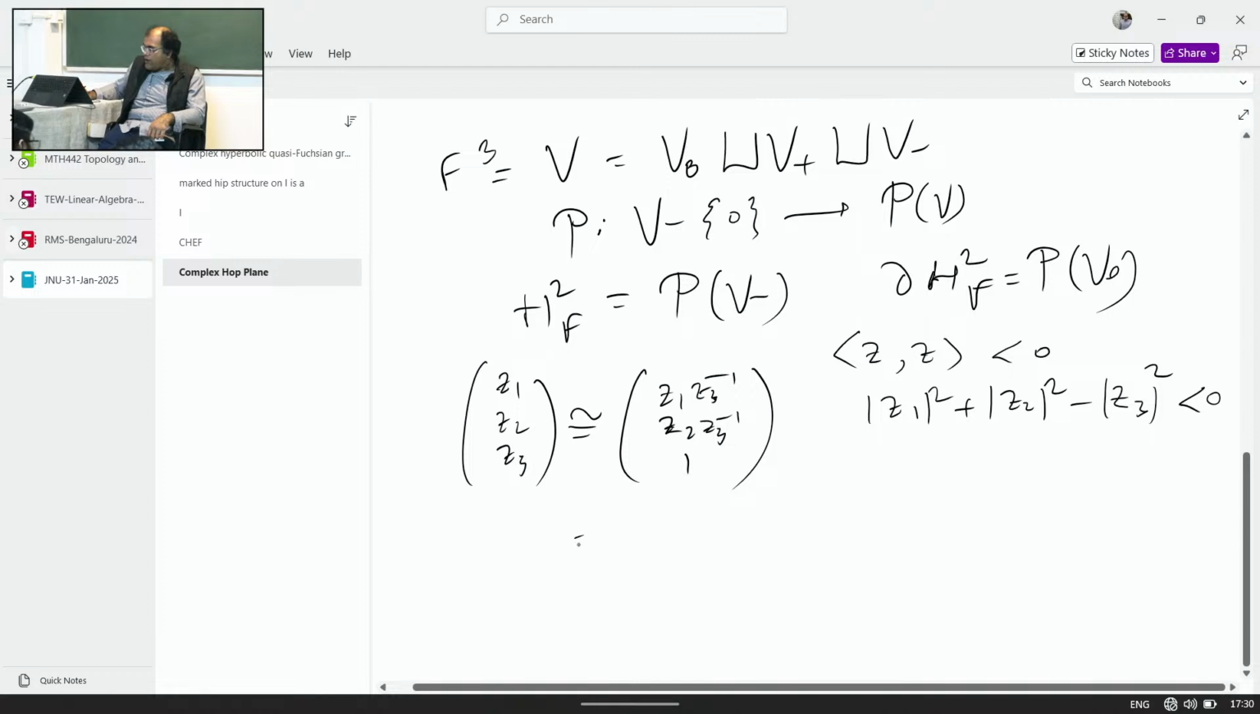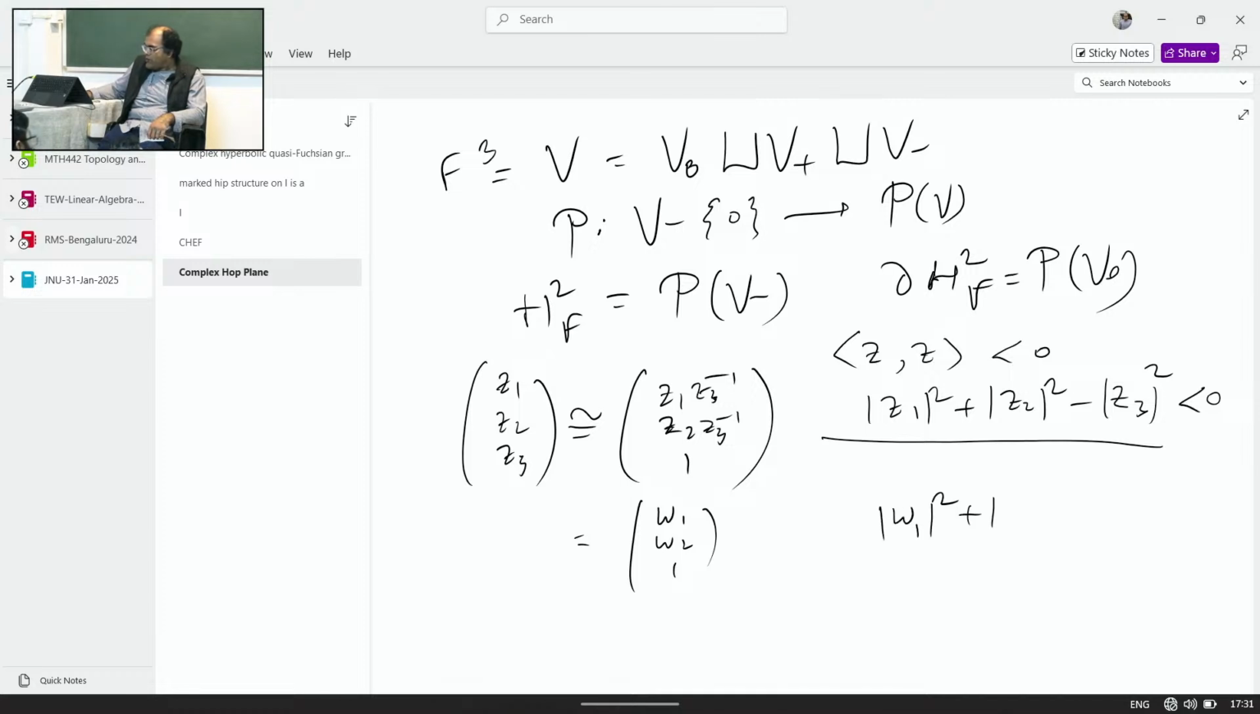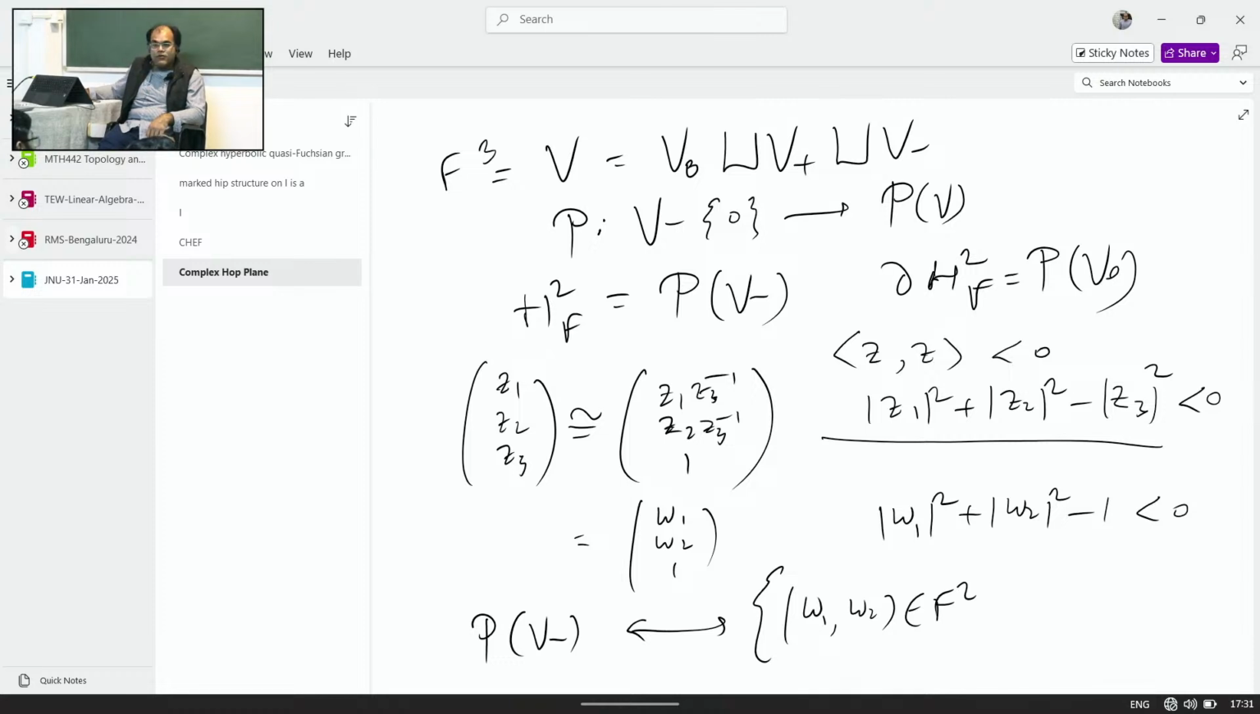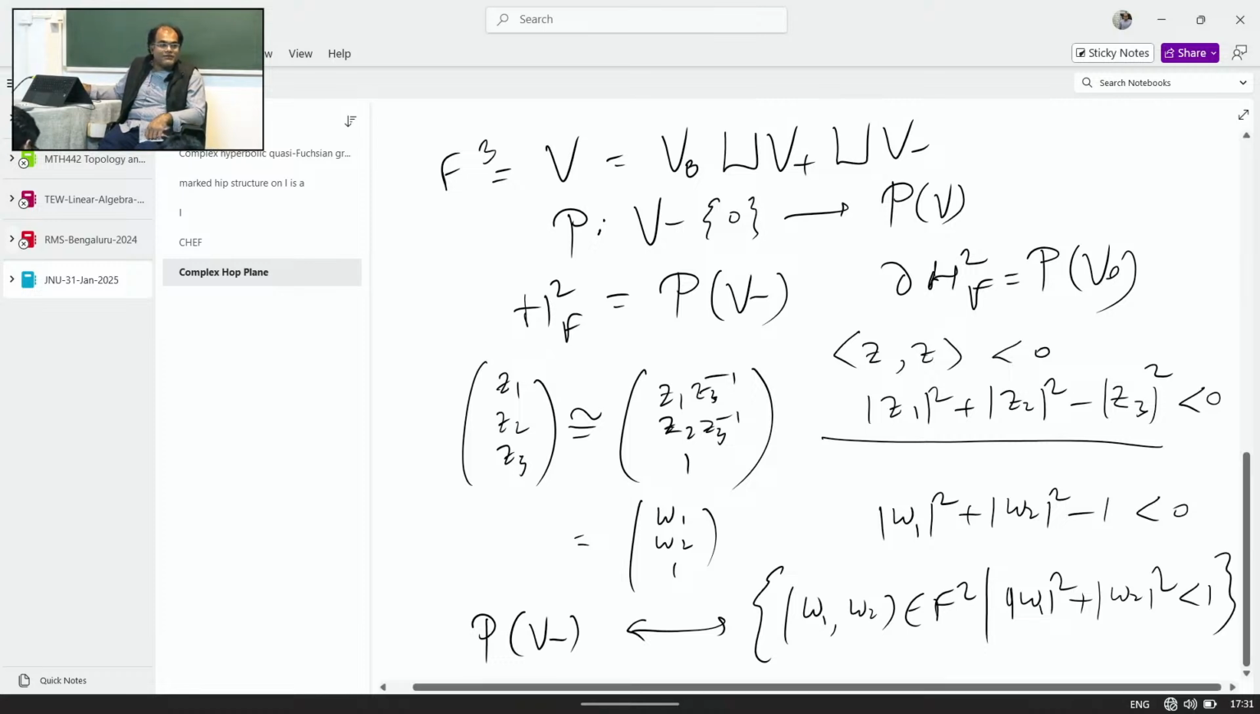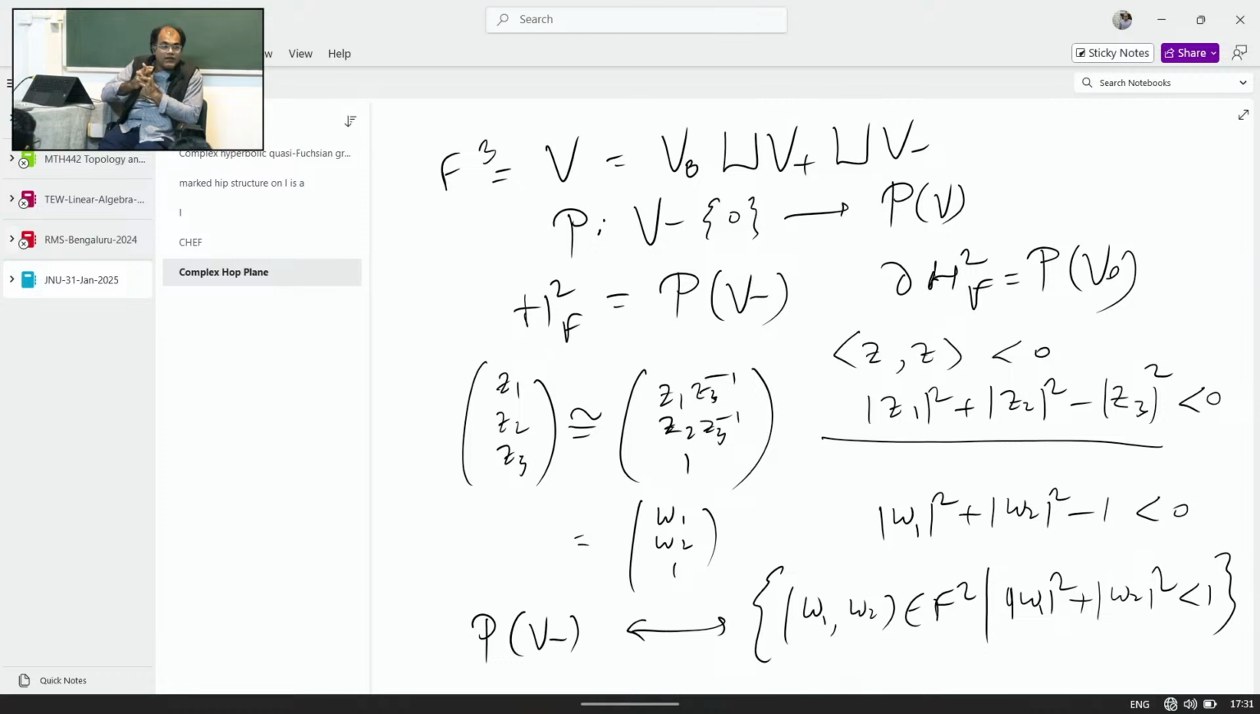Okay. So now if you call it W1, W2, 1, then plugging into this relation gives you W1² + W2² − 1 < 0. So the space PV minus that has a one-to-one correspondence with all two-tuples of vectors such that W1² + W2² is less than 1. What is this when W1 and W2 are real numbers? This is the unit disk or unit ball, right? So that gives you the ball model of the hyperbolic plane. And when F is complex, this gives you a 4-dimensional ball, which is a model for the complex hyperbolic plane. And using the other Hermitian form also, you can get a nice model.